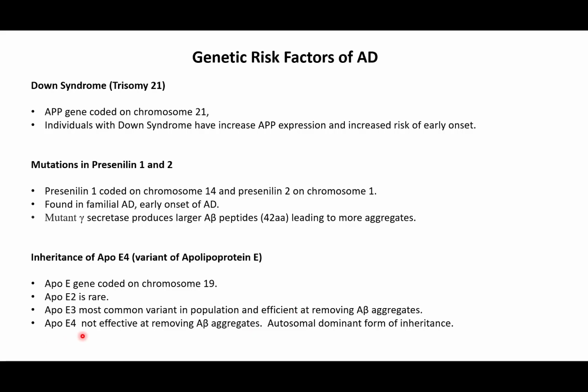ApoE4, though, guys, is a variant that you can inherit from your parents that is not good at removing the amyloid beta aggregates. And this mutation is inherited in an autosomal dominant form. If you have 1 copy, if you're heterozygous, you have a 5-times increased chance of getting early onset of Alzheimer's. If you have 2 copies, 1 copy from each parent, so you're homozygous for E4, you have a 12 times increase in getting early onset of Alzheimer's.